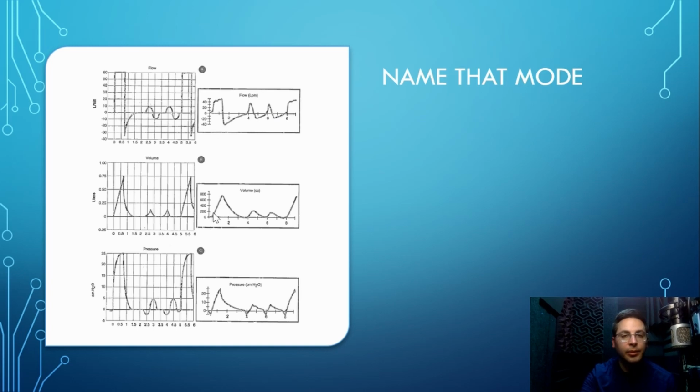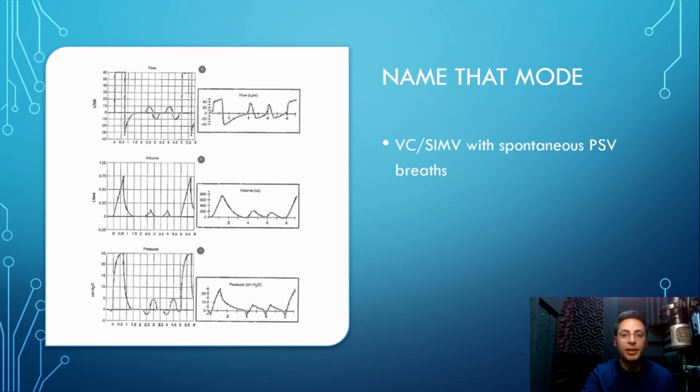Taking a look at our volume waveform, we see a similar pattern. We have these waveforms that seem to be giving us larger volumes, and these waveforms corresponding with these flow waveforms show breaths that are present, but volumes that are not as significant. Taking a look at the pressure waveform, we see our linear increase in pressure here. We see our exhalation here, but before the next subsequent breaths, we see negative deflections in pressure, indicating patient effort. And what does this all point to? This is a volume control SIMV with spontaneous pressure support breaths.